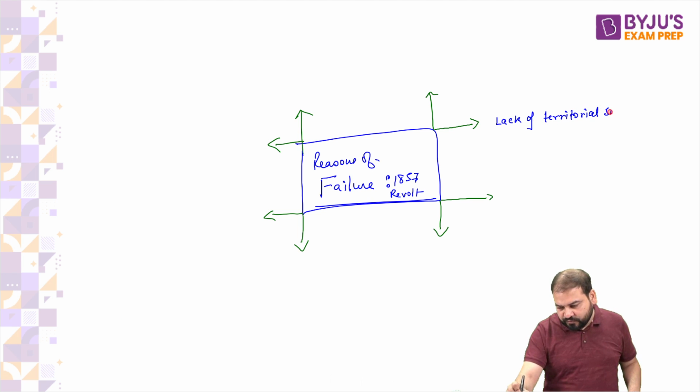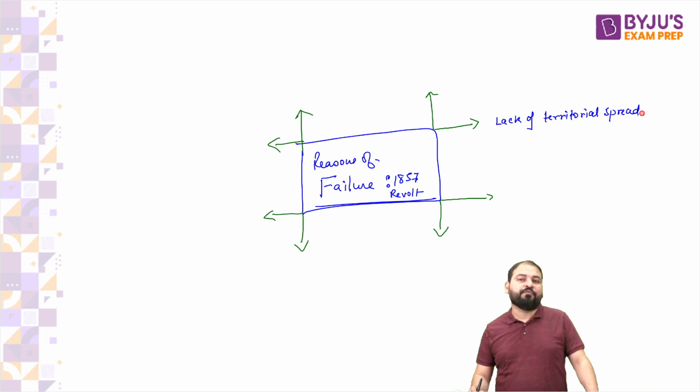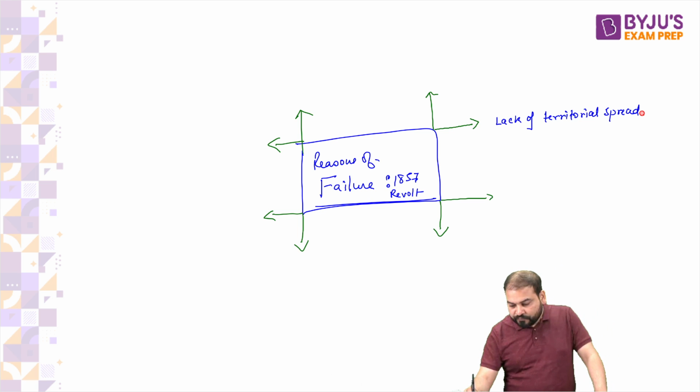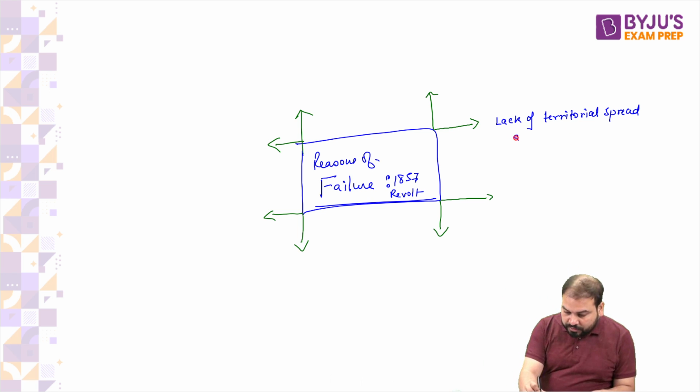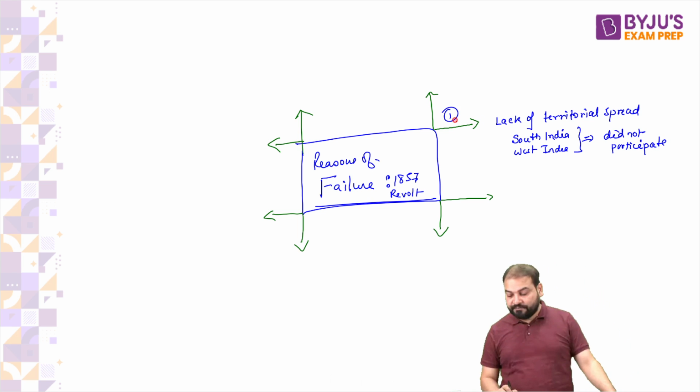Everyone, will I be correct to say that the biggest reason for the loss in this revolt was the lack of territorial spread? The fact that South India and West India more or less did not participate. Everyone, is point number 1 clear? Yes or no?